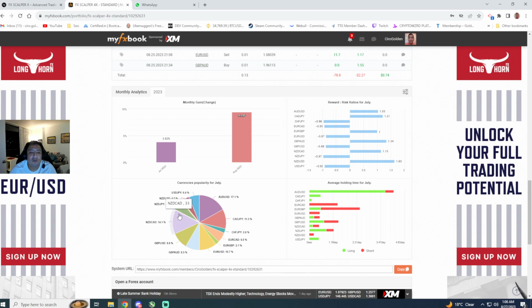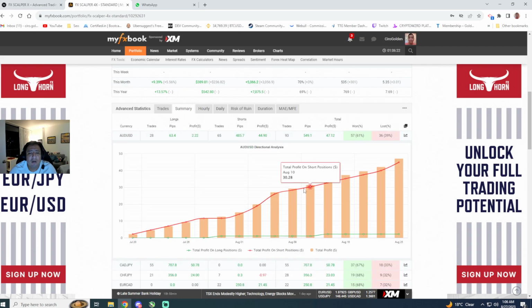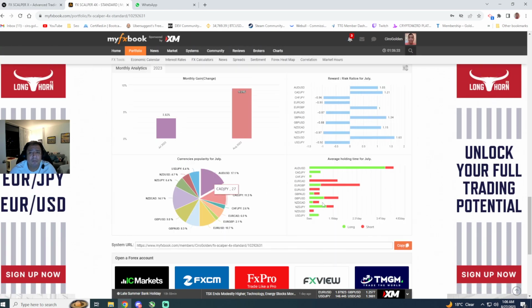Not sure if these are the positions. Maybe we can see that. So AUD USD is 40 positions. Can we go up here? We see that, and I guess it doesn't really tell us how many positions. Oh well. Anyways, if you guys know, let me know.